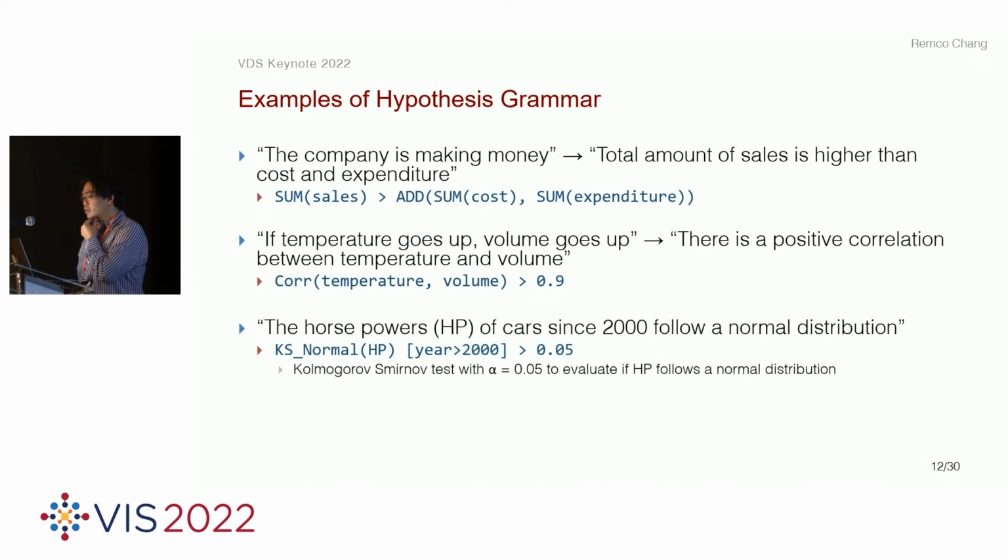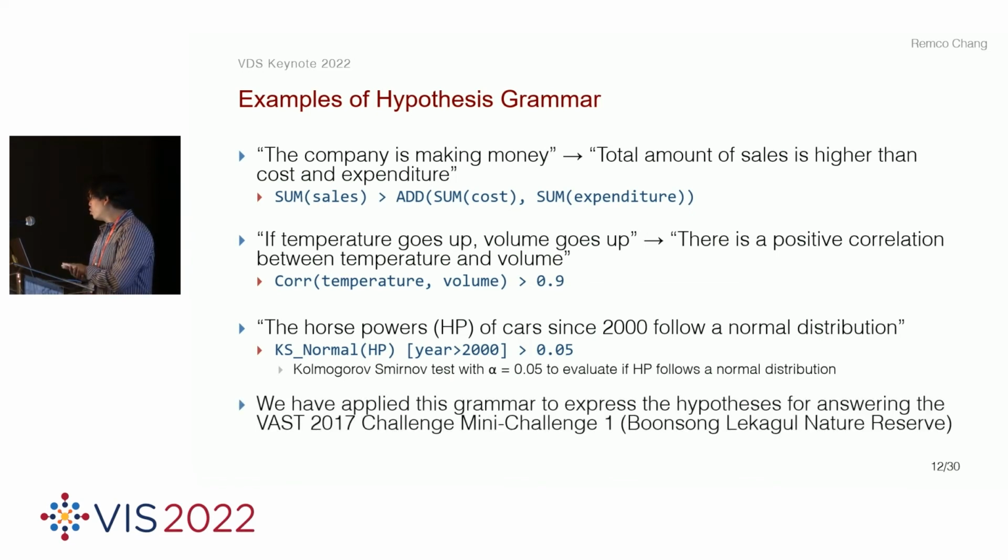And I can talk about other types of distributions. So this is a case where I want to say the horsepower of cars since 2000 follows a normal distribution. And I can write this expression using the Kolmogorov-Smirnov evaluation and with an alpha value of 0.05. And then there's a little bracket thing to filter by year.